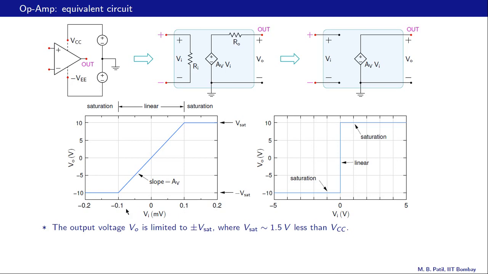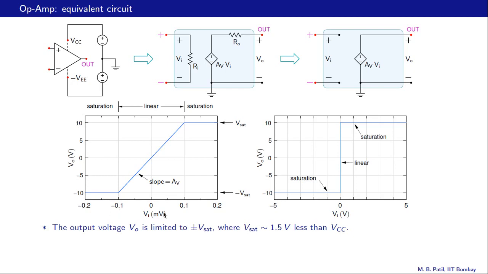So notice that these voltages are very small. 0.1 millivolt is 0.0001 volt. And these scales definitely are far apart, the X and Y. These are volts, these are millivolts.